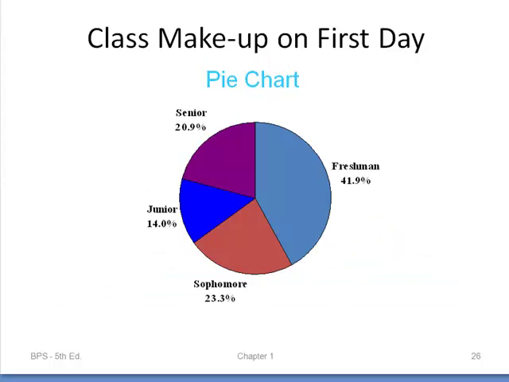Here's the pie chart for the class makeup on the first day. A good pie chart would have different colors for each of the different categories or variable values. So remember, we could have freshman, sophomore, junior, or senior. 41.9% were freshmen, and this is how we would display it. How you would do a pie chart by hand, we'll talk about that later. This is something that might come up if we used Minitab.